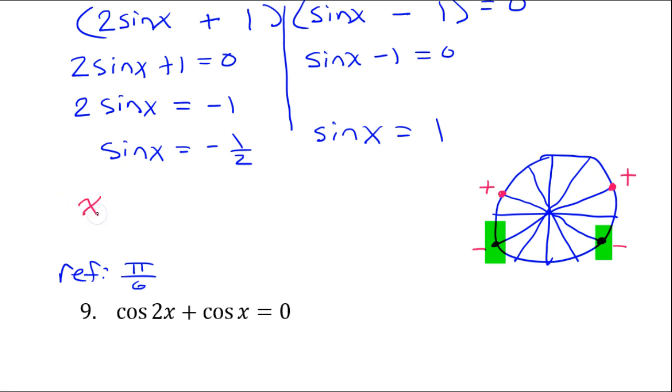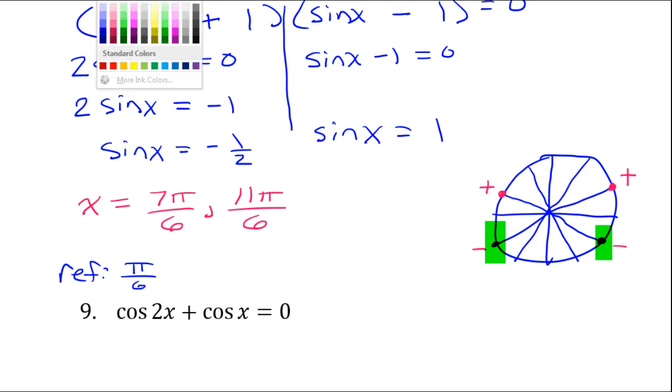So that's why my first two solutions are 7 pi over 6. Okay, that's this angle right here. And 11 pi over 6. Alright, that's this angle right here. So far I have those two solutions. Now, what about this other equation, sine x equals 1?